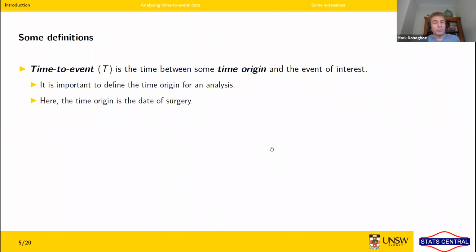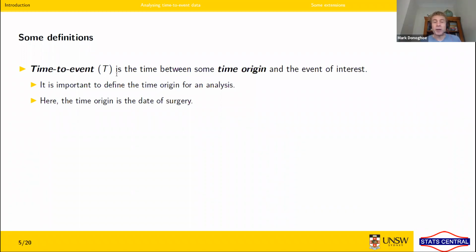So some definitions to start with. The time to event is the amount of time between some time origin and the event of interest occurring. It's very important to define the time origin for an analysis. Here, in our example, the time origin is the date of surgery. So the time to event is the amount of time in between surgery and the first recurrence.